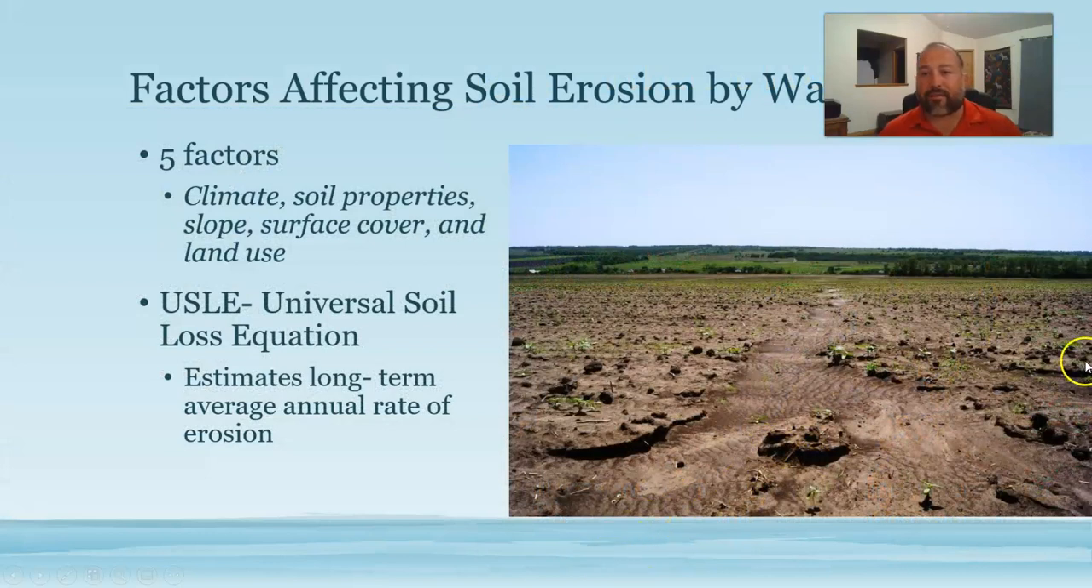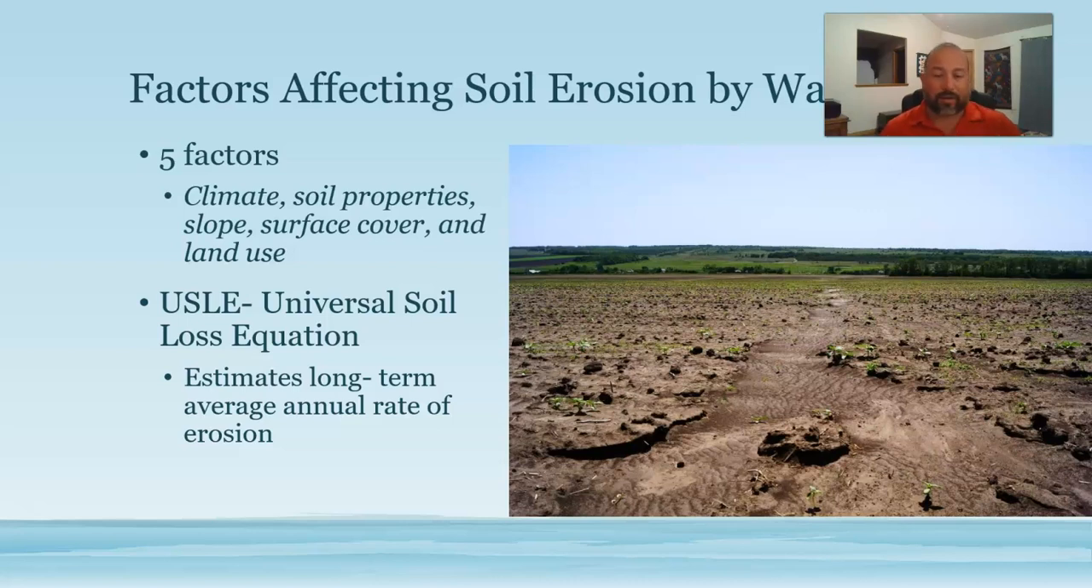So we've got 5 factors that affect soil erosion by water. Those 5 factors are the climate, the soil properties, the slope, the surface cover, and the land use. And all 5 of those factors feature into what's called the universal soil loss equation. The universal soil loss equation is used to estimate long-term average annual rates of erosion. So these 5 factors are what really will determine just how much erosion you can expect in an area.